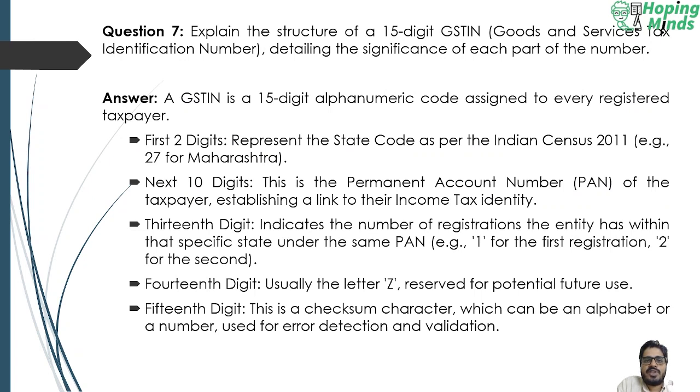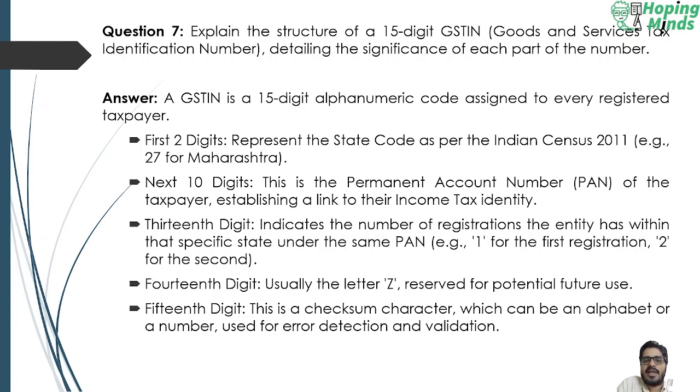Next we have question number 7. Explain the structure of a 15-digit GSTIN, that is Goods and Service Tax Identification Number, detailing the significance of each part of the number. So this we have covered in our module 1. The first two digits of the 15-digit alphanumeric code, that is the GSTIN, represents the state code as per the Indian Census 2011. For example, 27 is for Maharashtra.